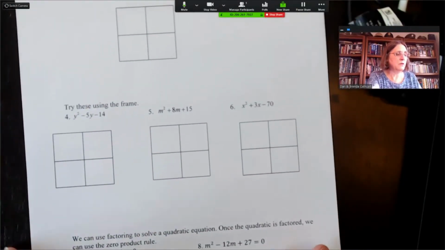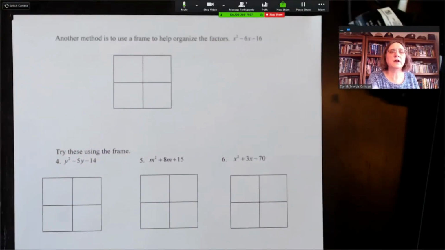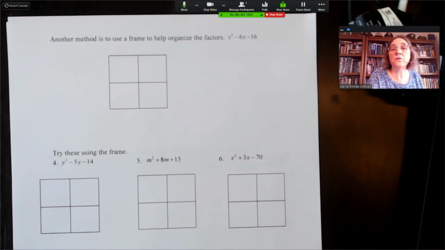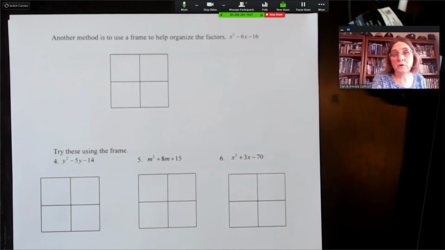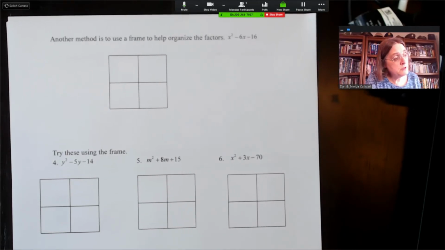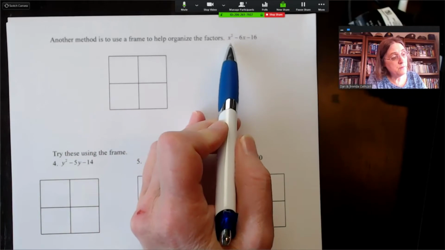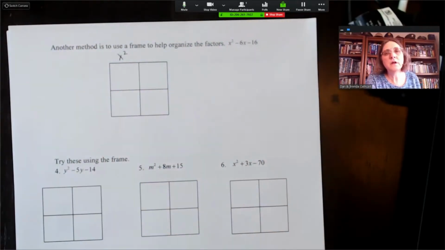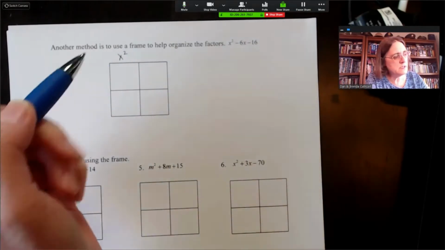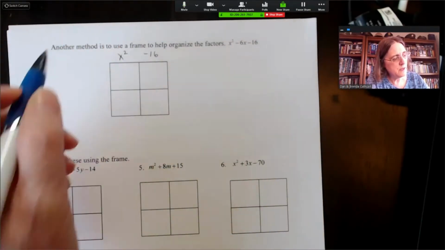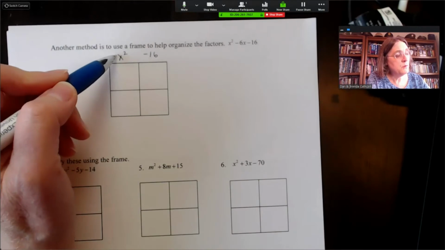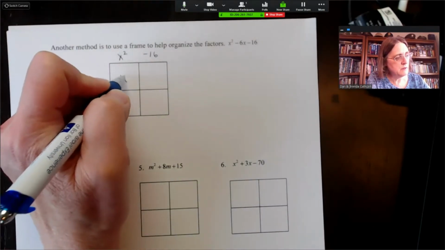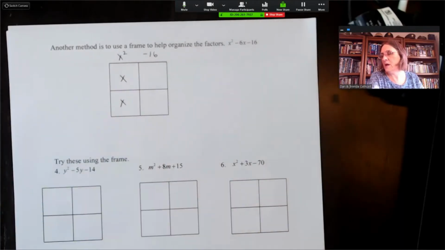Another way of looking at it, still with guess and check, is to use a frame to help organize. In our frame, we take our first term, x squared, and put it at the top, with our last term, negative 16, next to it. Below x squared, we write how to multiply to get x squared. So this would be x and x.